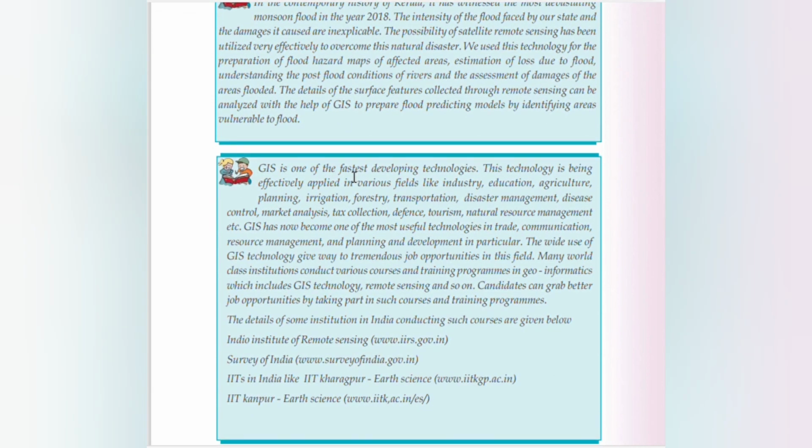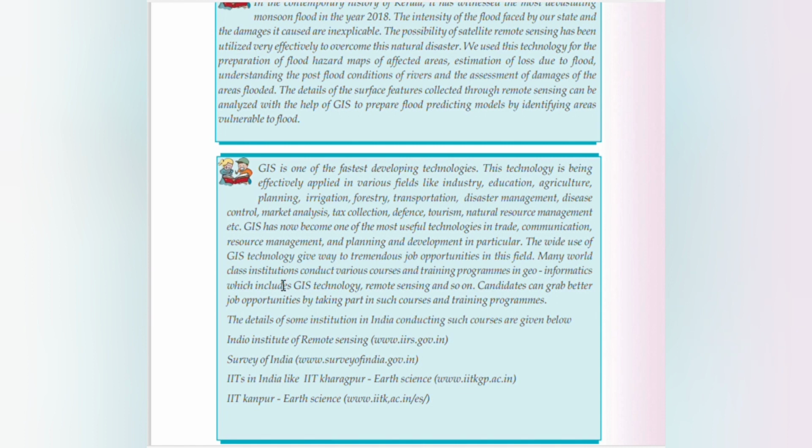GIS is one of the fastest developing technologies. The technology is being effectively applied in various fields like industry, education, agriculture planning, irrigation, forestry, transportation, disaster management, disease control, market analysis, tax collection, defense, tourism, natural resource management, etc. This has now become one of the most useful technologies in trade, communication, resource management, and planning and development in particular. The wide use of this technology gives way to tremendous job opportunities in this field.